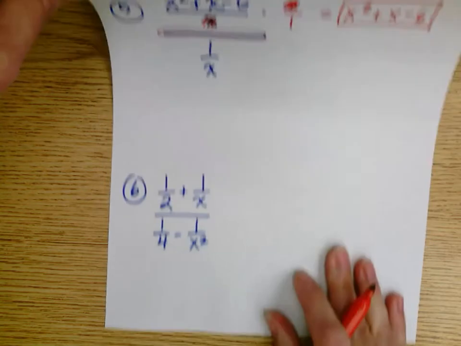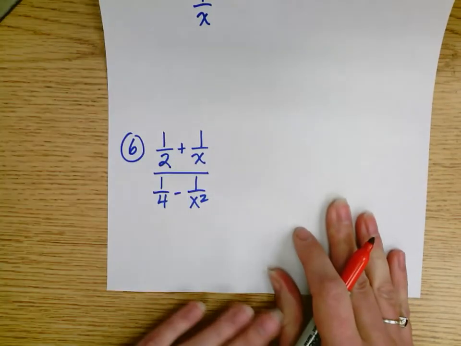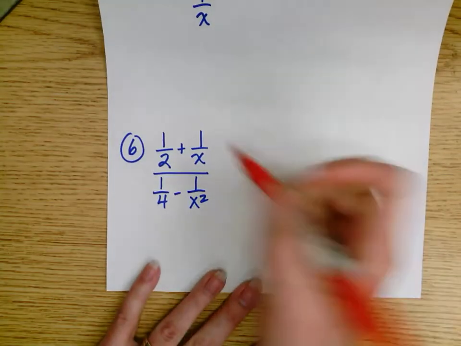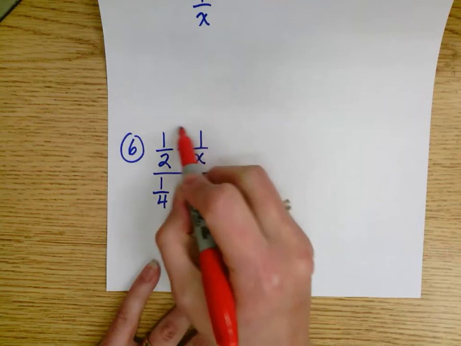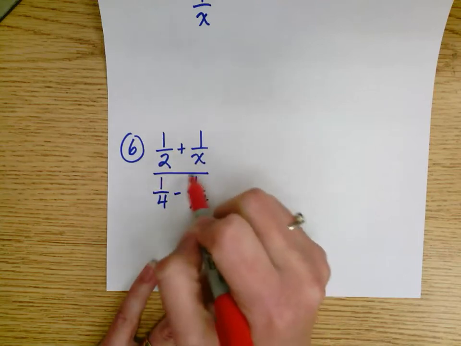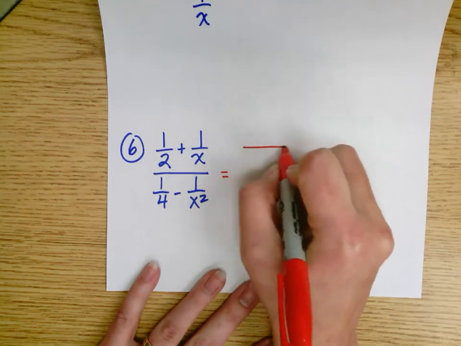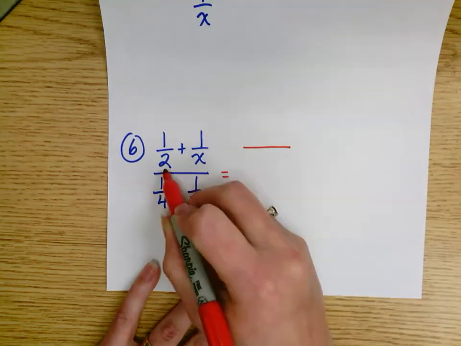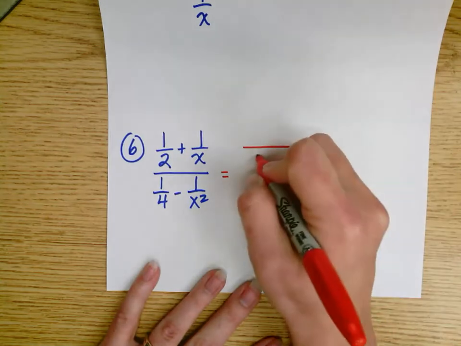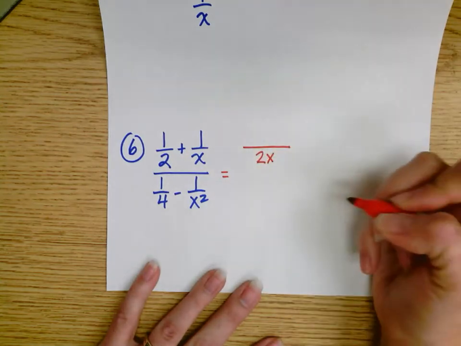Let's look at number 6. Number 6, we're going to have to put this as one fraction, and this is one fraction. So we'll need to start off with a common denominator. Let's look at the common denominator of the top. It has to have a 2, it has to have an x. So I'm pretty sure it's going to be a 2x.